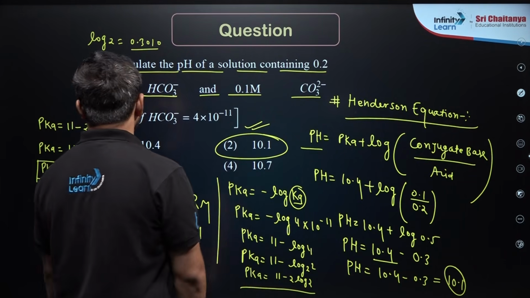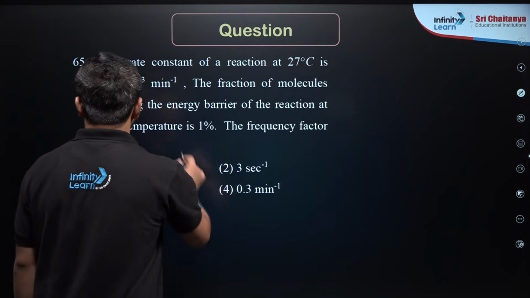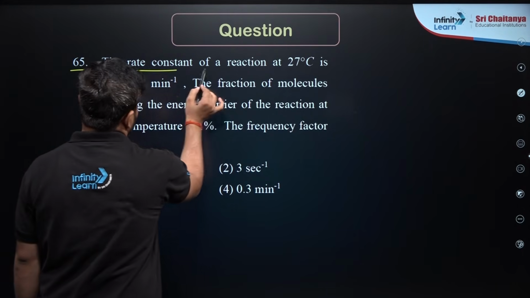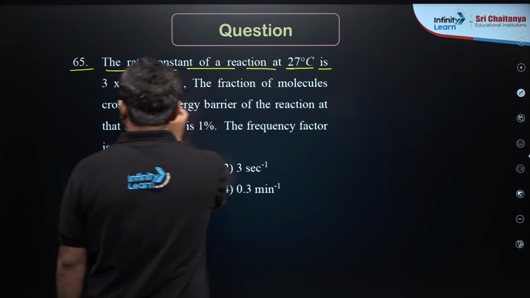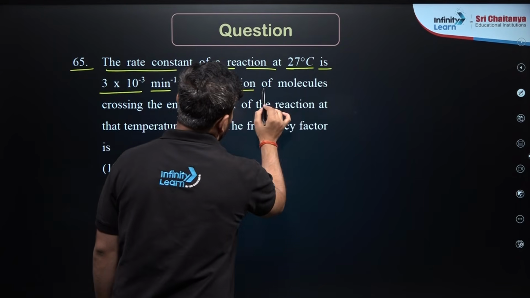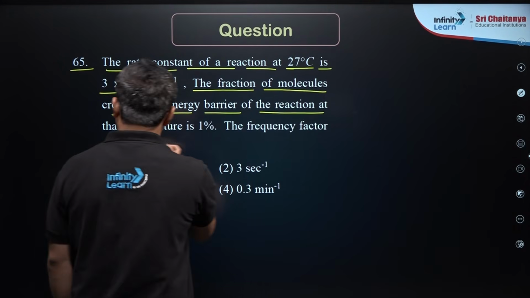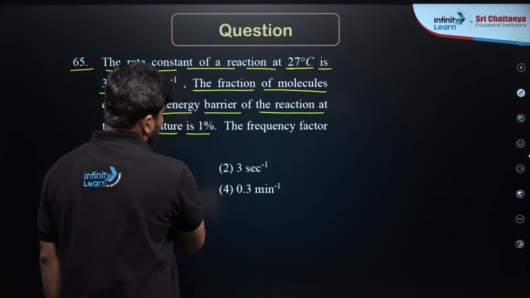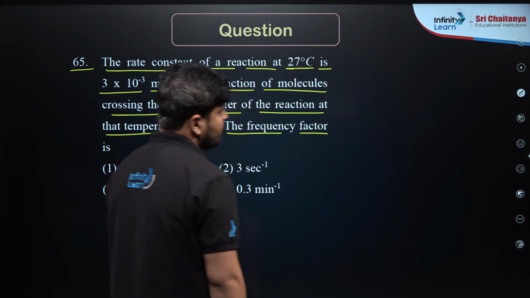Now I am coming to the next question, question number 65. In question number 65, the rate constant of a reaction at 27 degrees Celsius is 3 into 10 to the power minus 3 minute inverse. The fraction of molecules crossing the energy barrier of the reaction at that temperature is 1%. They are asking for the frequency factor.